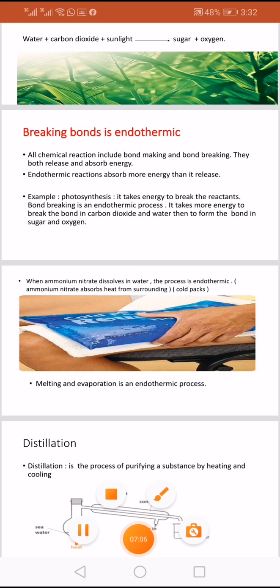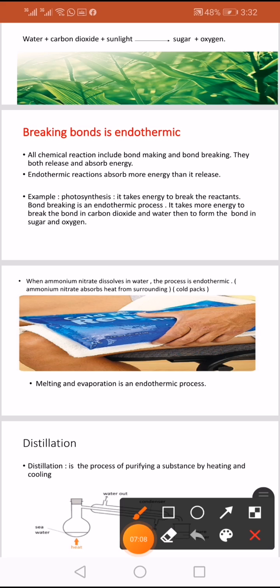Another example of an endothermic process is when ammonium nitrate dissolves in water. This process is an endothermic reaction. Ammonium nitrate absorbs heat from the surroundings, as in a cold pack. Look at this picture. This is a cold pack. Inside this cold pack there is a substance called ammonium nitrate.